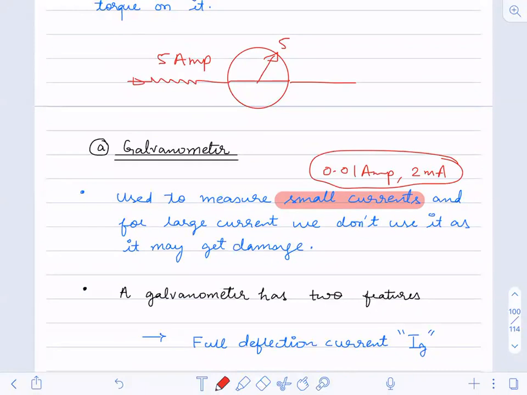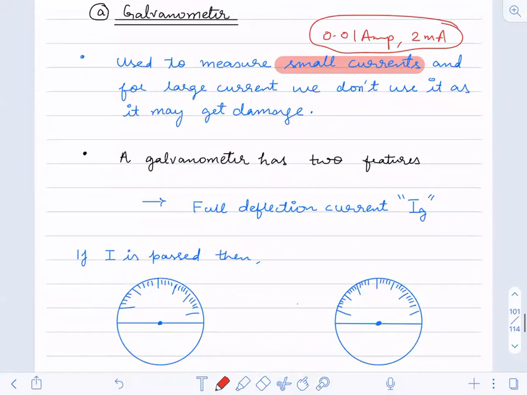Okay, fine. Now this galvanometer has two features. What are these two features? Let us see. One is full deflection current. What is full deflection current? We will see just now.